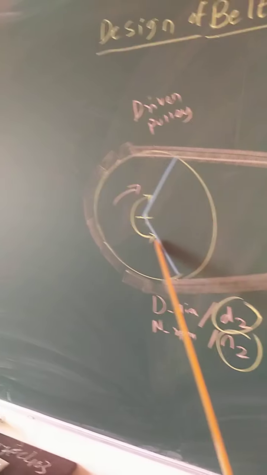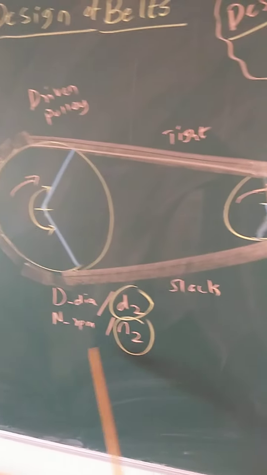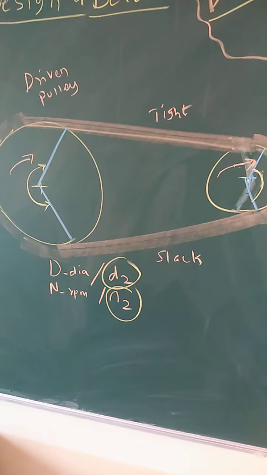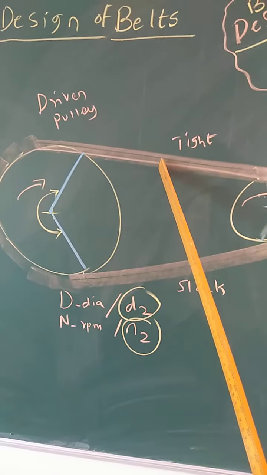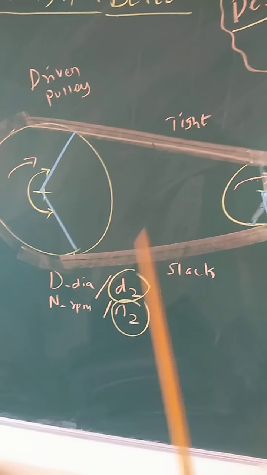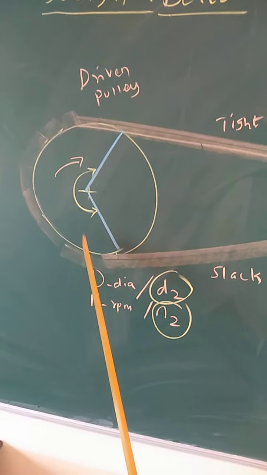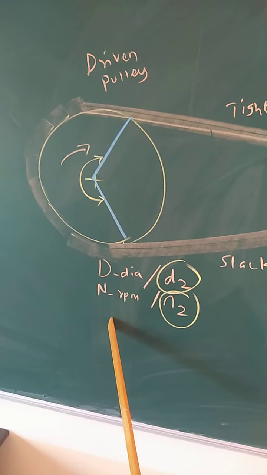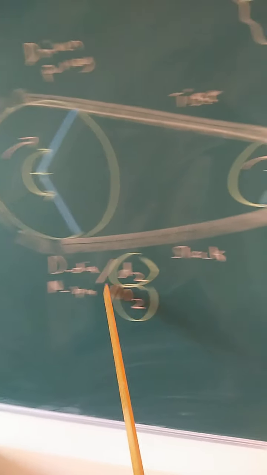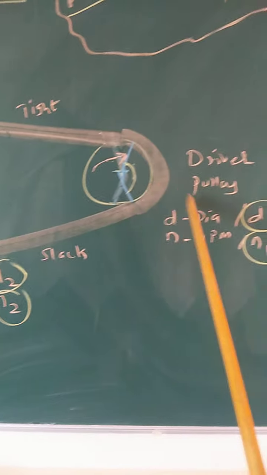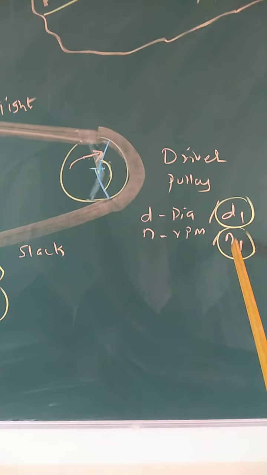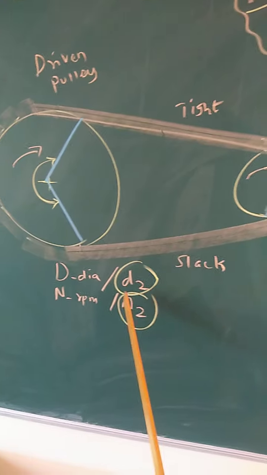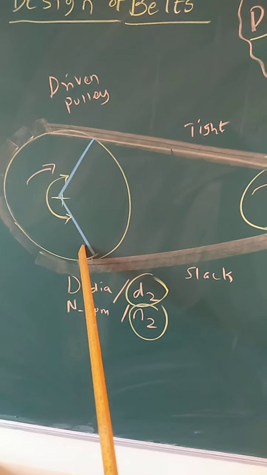Let us see once. These are two pulleys connected with a flat belt drive. Since it is moving in the clockwise direction, this becomes the tight side and this becomes the slack side. This is the bigger pulley, usually denoted by capital D and capital N for diameter and RPM, or sometimes for the smaller one, small d and small n, or d1 and n1. Here it is d2 or n2. Remember these things. This is the driven pulley and this is the driver pulley.